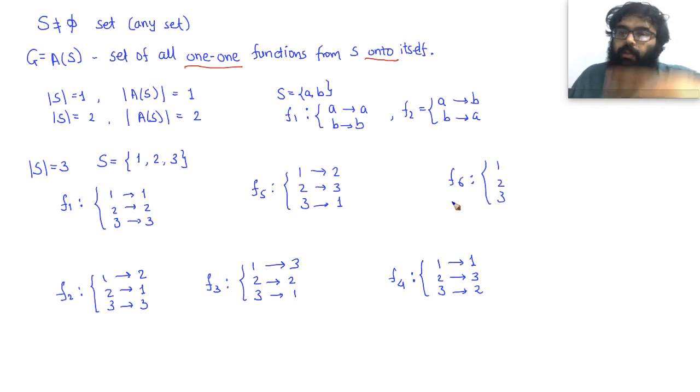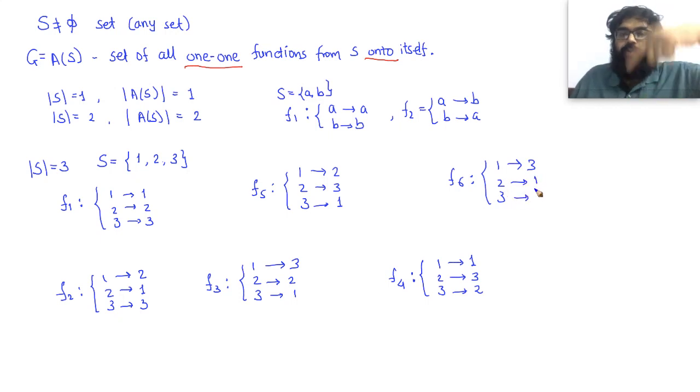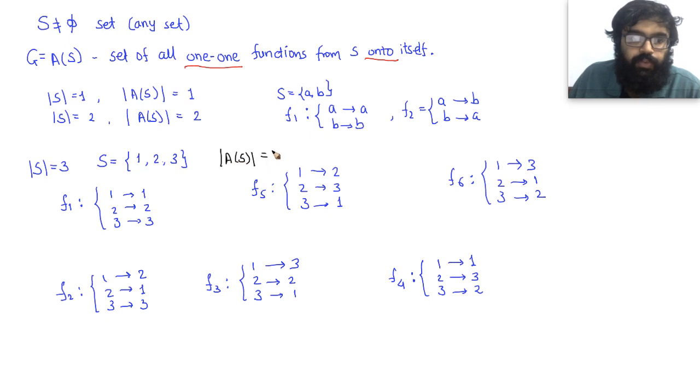So then double jump. So 1 goes not to 2 but directly to 3. 2 goes to 1, and 3 goes to 2. So these are the only 6 possible one-one and onto functions. You cannot have any other. So in this case, if cardinality of S is 3, then cardinality of AS equals 6.